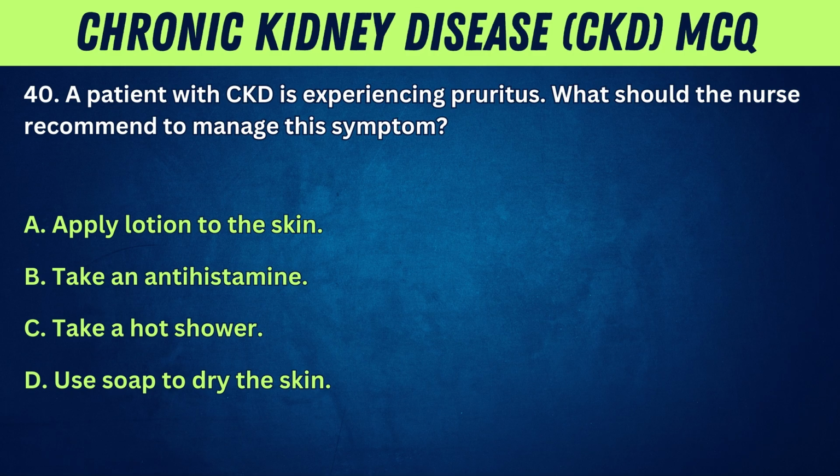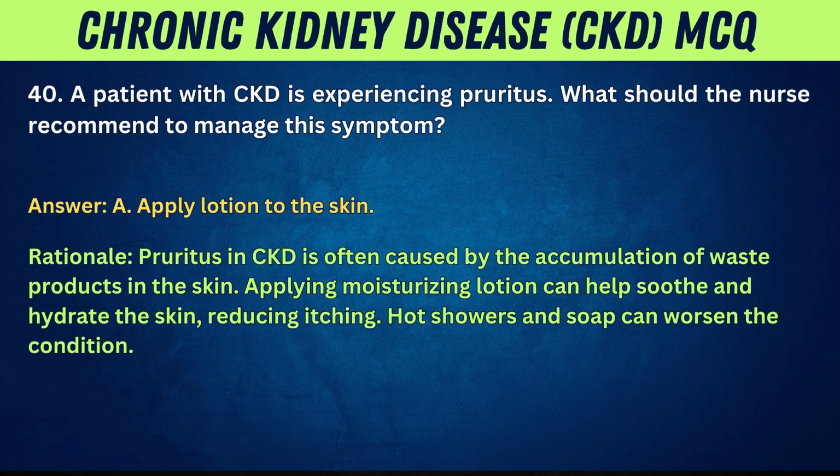40. A patient with CKD is experiencing pruritus. What should the nurse recommend to manage the symptom? A. Apply lotion to the skin. B. Take an antihistamine. C. Take a hot shower. D. Use soap to dry the skin. Answer: A. Apply lotion to the skin. Rationale: pruritus in CKD is often caused by the accumulation of waste products in the skin. Applying moisturizing lotion can help soothe and hydrate the skin, reducing itching. Hot showers and soap can worsen the condition.